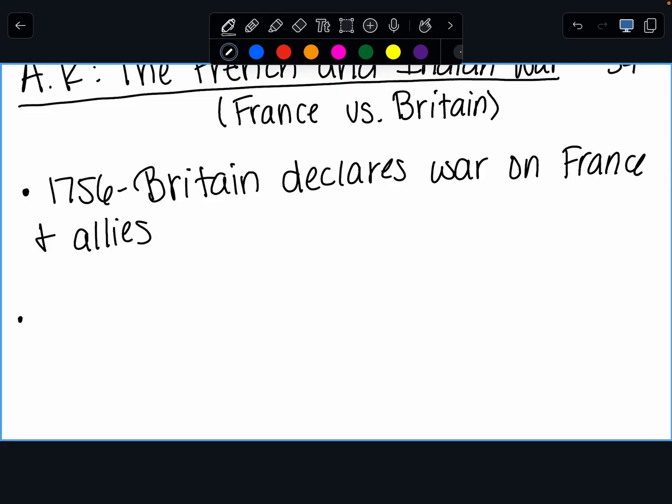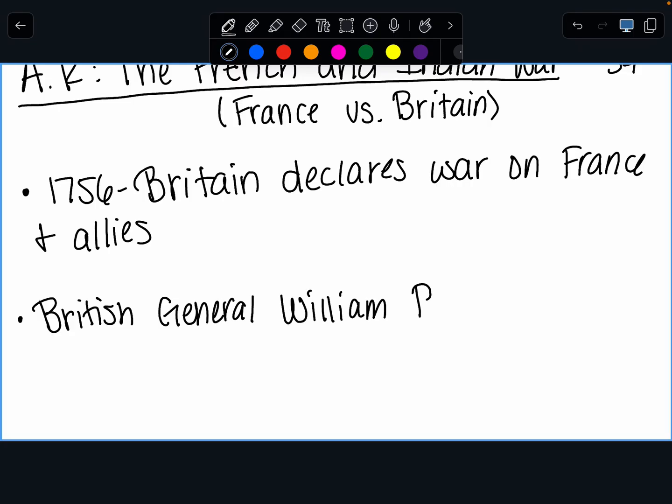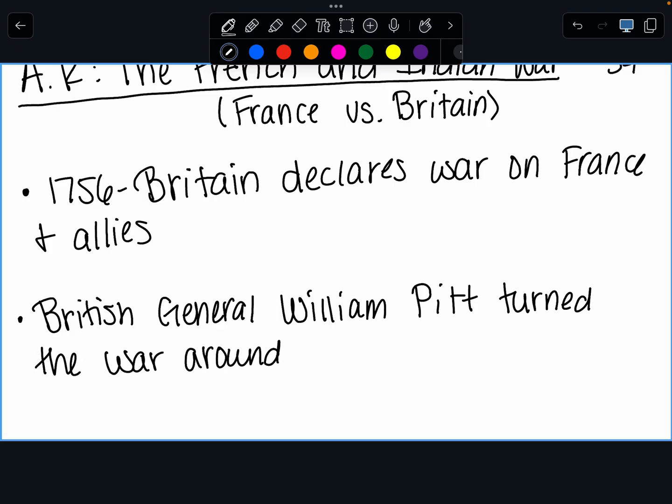Who are we talking about? Yeah, British General William Pitt turns the war around. Okay? Turn the war around because who was losing at the first time? Britain.